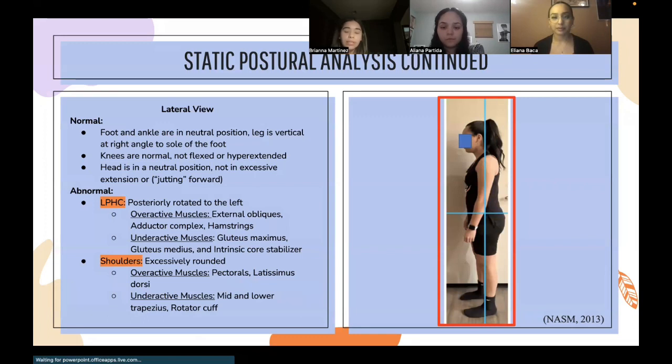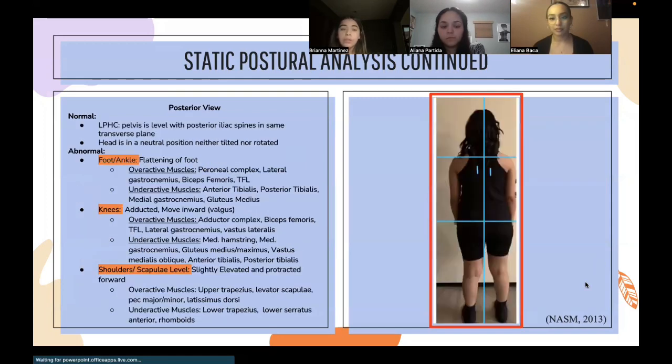As for the normal findings, we can see that her foot and ankle are in a neutral position. You can see that the leg is vertical to the right angle of the sole of the foot. Her knees are normal. There's no hyperextension or flexion of the knee. And her head is not in an excessive extension phase, so it's not jutting forward.